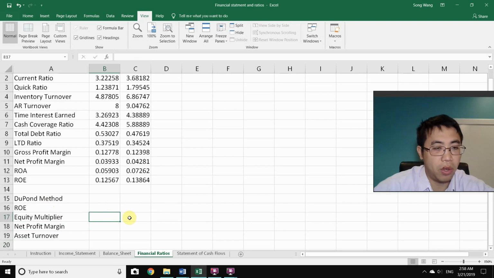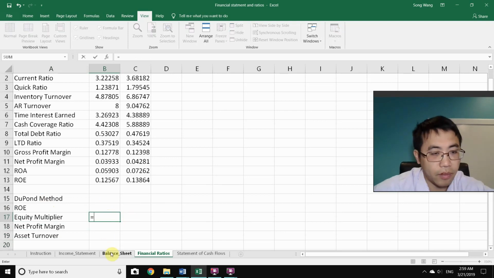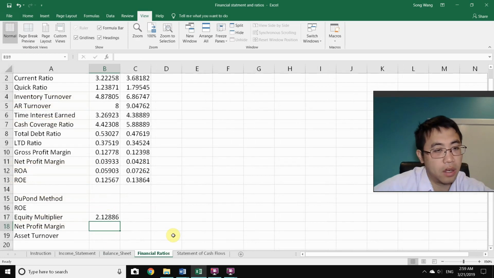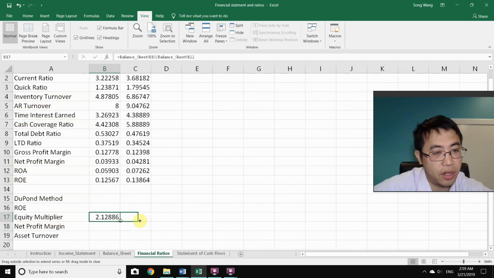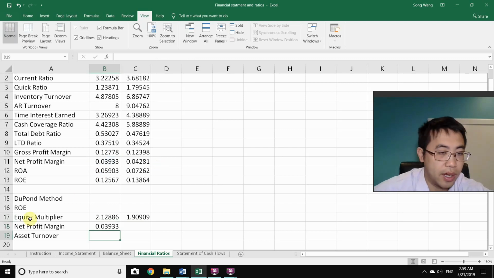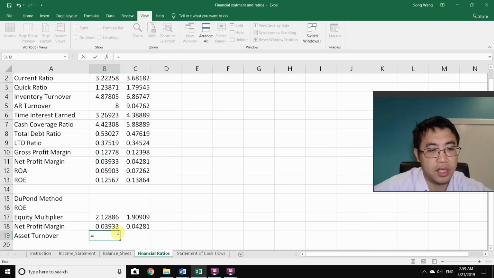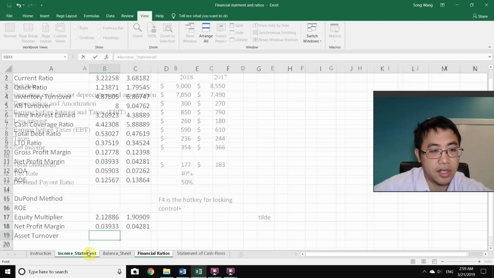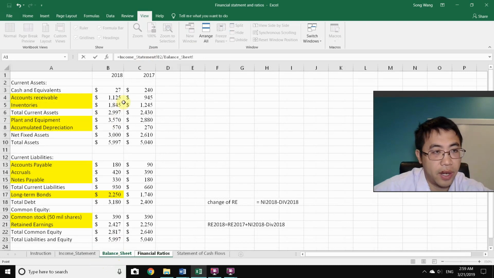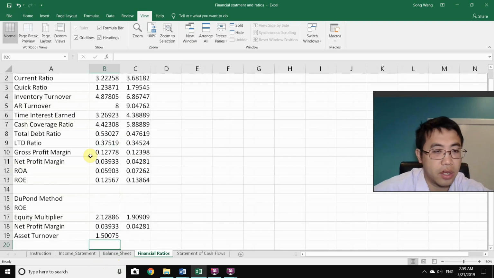So the equity multiplier is your total assets divided by your total equity. So that's total assets divided by total equity. Net profit margin is something we have already calculated. It's right here. Just borrow the number. Okay, and assets turnover is sales over total assets. So sales is from income statement divided by. I want you to watch this formula bar, divided by total assets. It's right here. Hit enter.